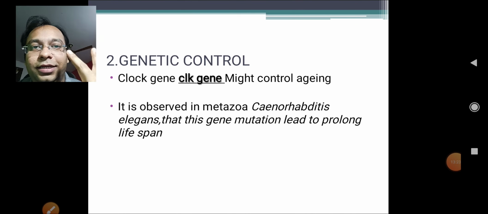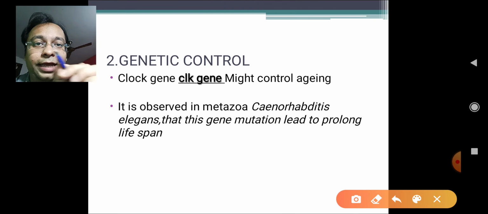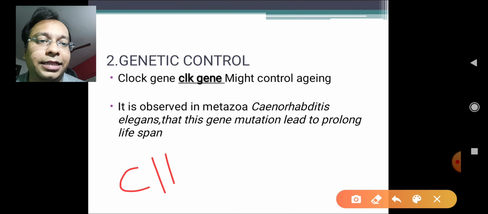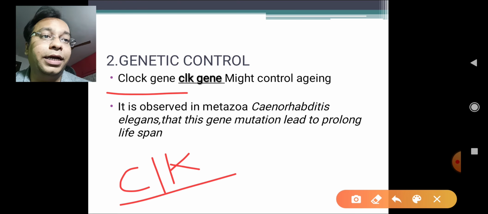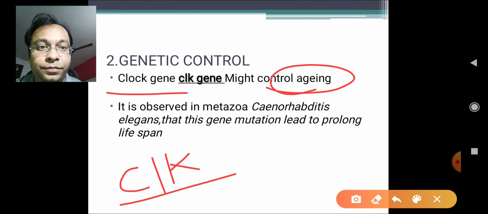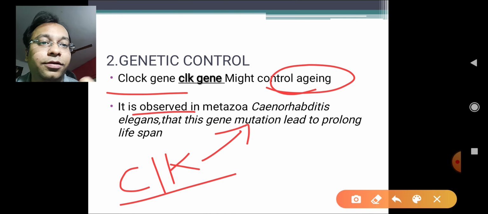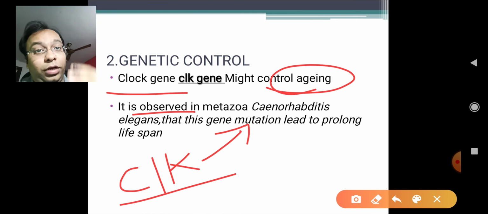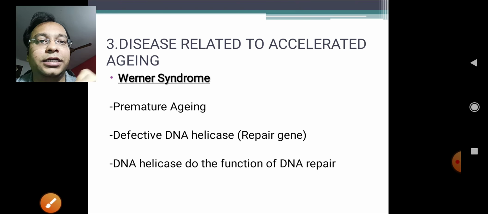Okay, the second theory is genetic control. It has been observed that there is an enzyme, the CLK enzyme, or CLK gene. This gene is also known as the clock gene. It might control cellular aging, because it has been observed in metazoa, particularly C. elegans, that if the CLK gene is mutated, then the lifespan is prolonged. So it might be related to cellular aging. That is the second theory, genetic control.